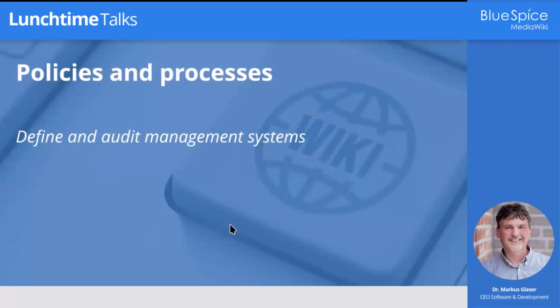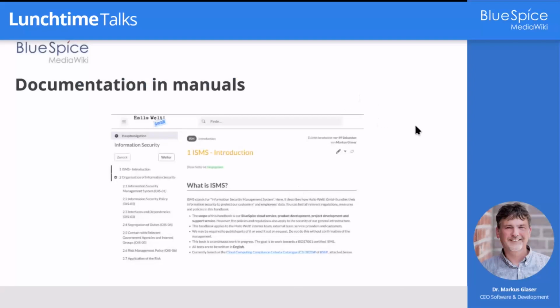So let's go one step further and see how, for example, policies and processes can be part of a wiki. In BlueSpice, we have a thing called manuals or handbooks. You can organize your articles in a book-like order, in a sequential order of topics, and it's also hierarchical.